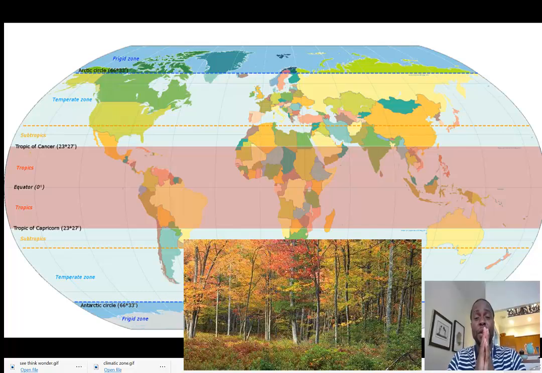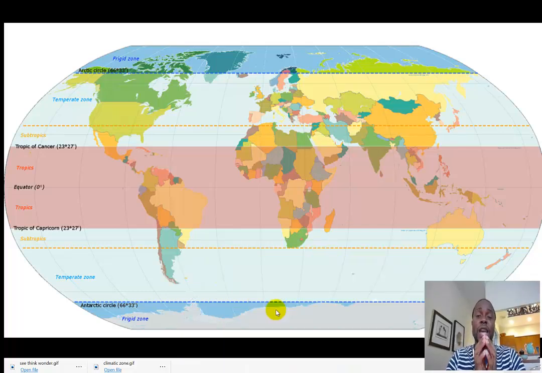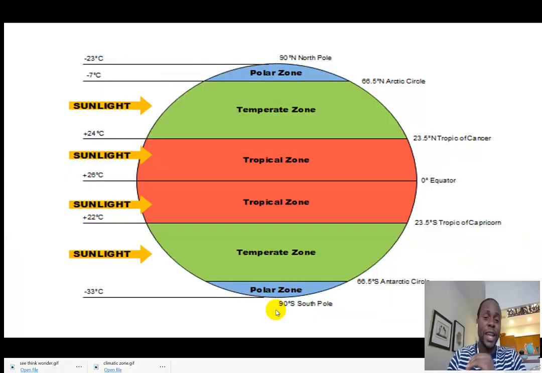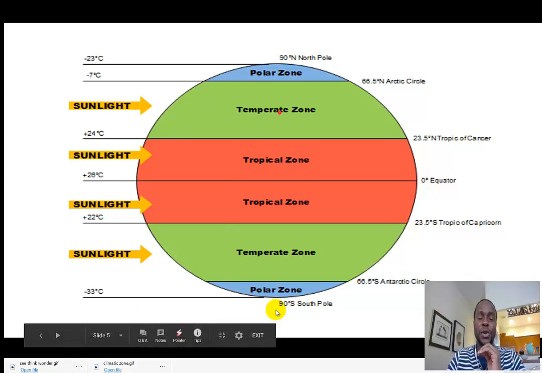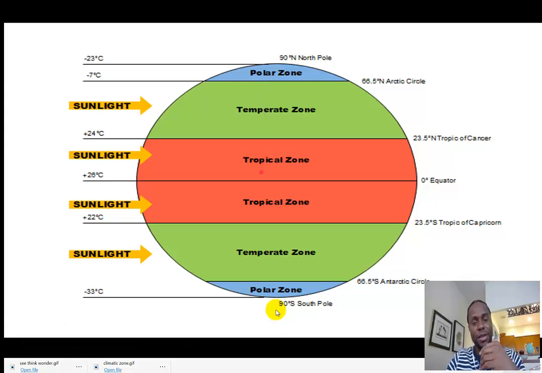And those are the 3 major climatic zones in the world and their characteristics. So at the end of the day, this is what we have: the tropical zone around here, the temperate zone, and lastly the polar zone, with their various defining characteristics in terms of temperature, precipitation, evaporation, humidity, and forest.